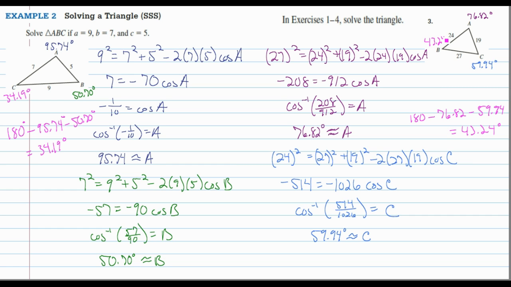And double checking my work, the smallest angle, 43-ish degrees, is across from the smallest side. The biggest angle, 76-ish degrees, is across from the biggest side.